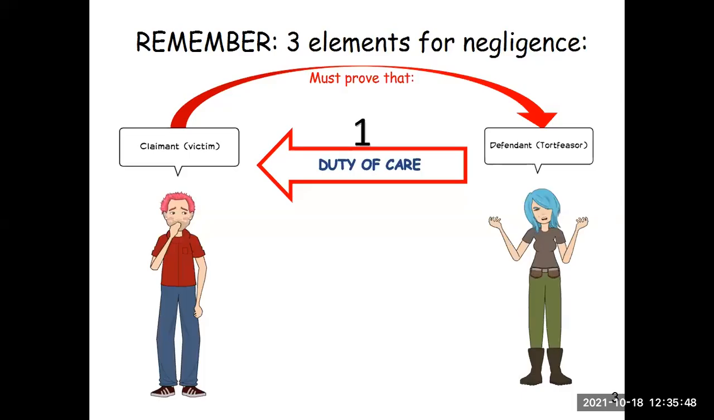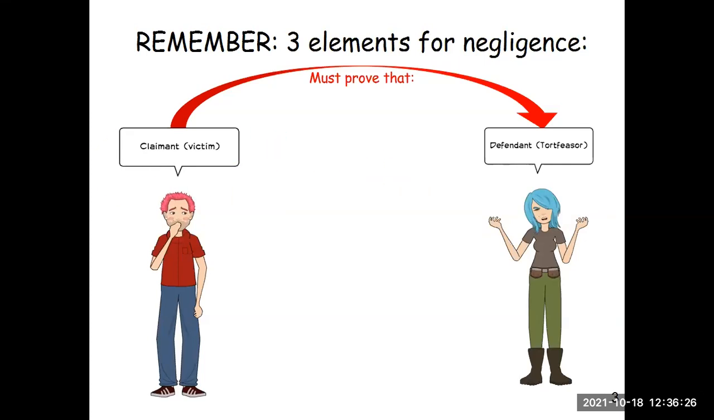You'll remember last week we looked at what specifically that means, and we looked at cases where it was very clearly set out that this duty of care must be owed to the specific claimant. It's not enough to say that there's a general duty of care. When we looked at duty of care in negligence, we looked at how you actually go about proving that to the court.